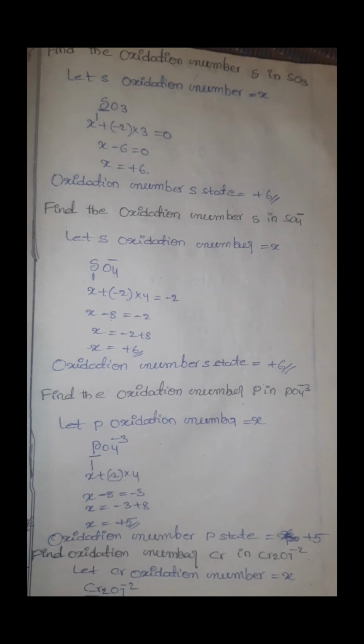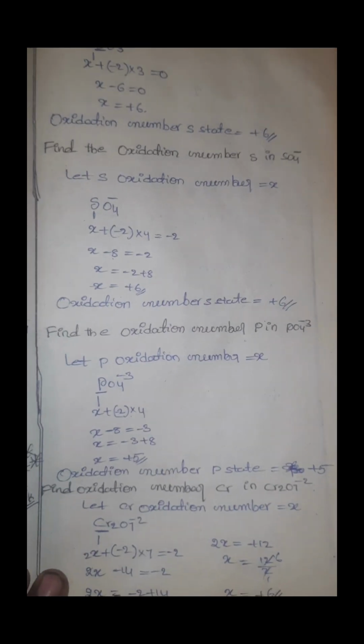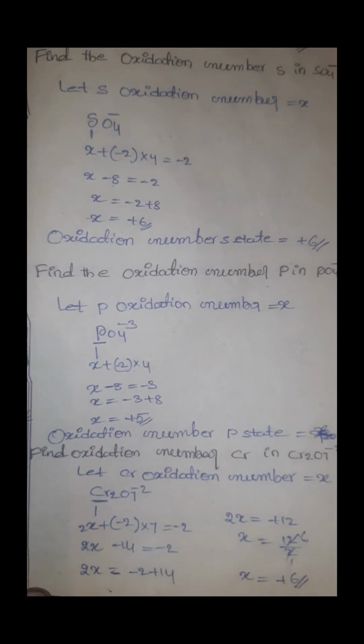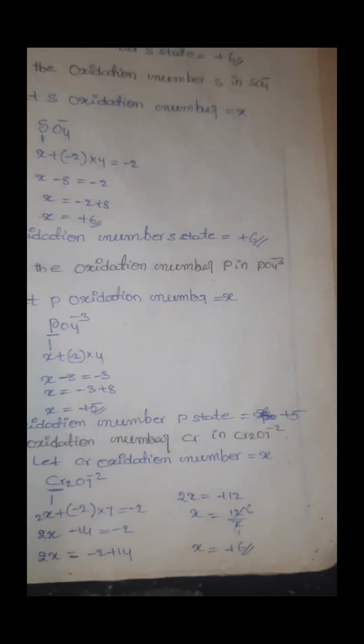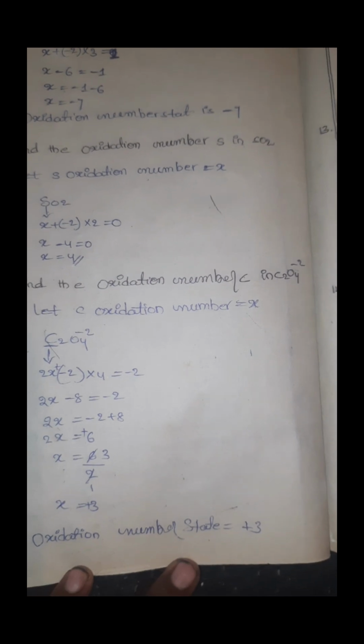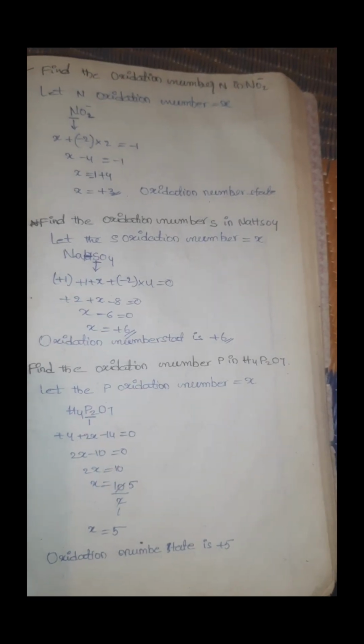Next one, sulfur trioxide. Find the oxidation number of sulfur in sulfate ion. Find the oxidation number of P in phosphate ion. Next, the oxidation number of chromium in Cr2O7 2- ion. Next, find the oxidation number of N in NO3. Find the oxidation number of sulfur in sulfur dioxide. Find the oxidation number of oxalate ion. Find the oxidation number of N in NO2. Find the oxidation number of sulfur in sodium bisulfate.